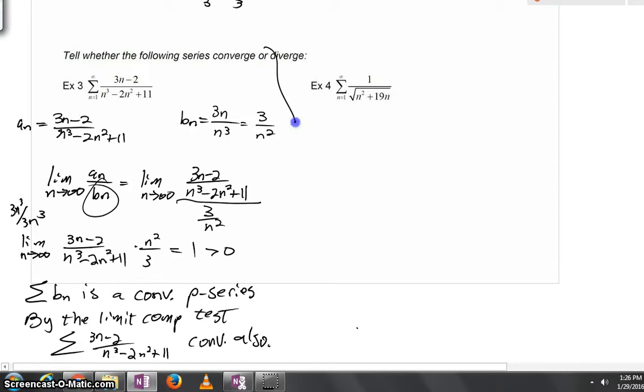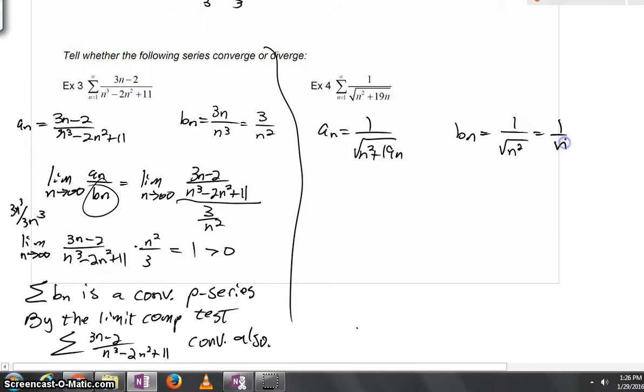Okay? Last one. Here we've got a sub n. Kids are probably like, oh my gosh, would you look at this thing? Yuck. Yeah. Help me out. What do you think we're going to have for b sub n, guys? 1 over radical n squared, which, thank you so much, isn't that really 1 over n? Kids would be like, oh, sure it is. And that's a harmonic series. Way to go. Way to go.